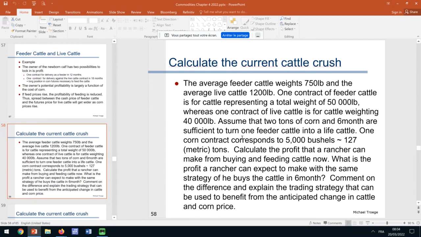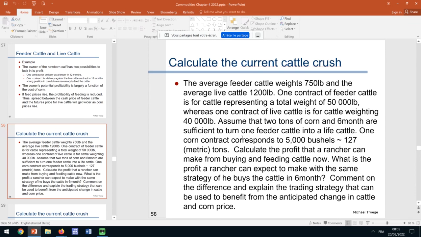Now again, similar to the case of the soybean crush, remember, where we had input soybeans, output soy meal, soy oil. The interesting question is how many contracts of one produce how many contracts of the output? How many contracts of the input correspond to how many contracts of the output? So here's the information that we need for that. A feeder cattle, so that's the small ones, they weigh 750 pounds. And an average live cattle weighs 1,200 pounds. So they almost double in size. So that's why they have to eat a lot.